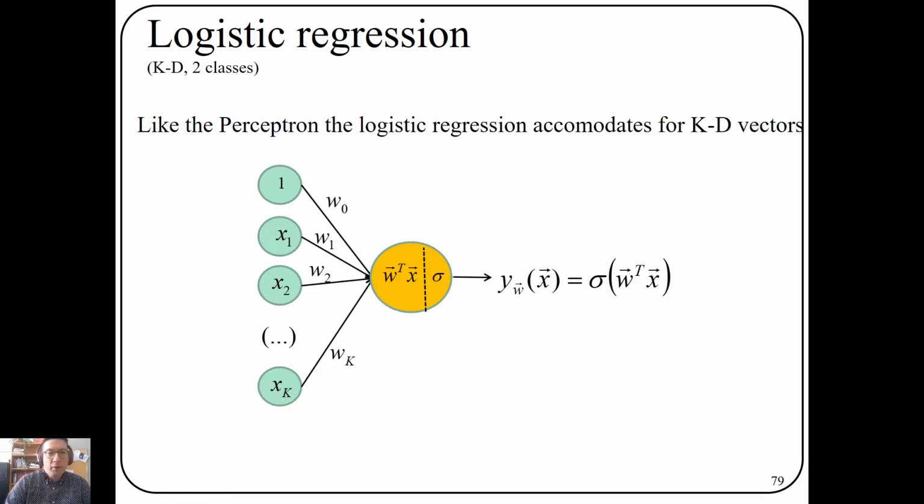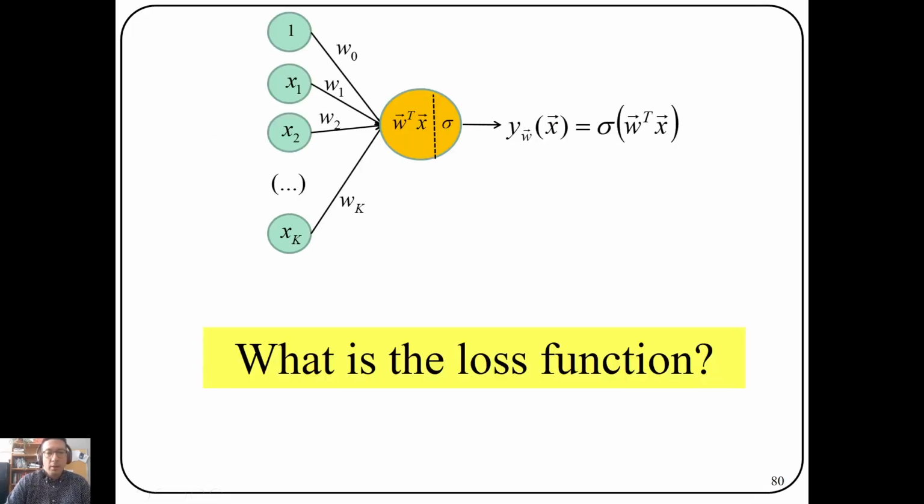Now, like the perceptron, the logistic regression accommodates as many input features as needed. So here we have k input features plus 1 for the bias. And with this machine, we may ask ourselves, what is the loss function? Well, the loss function is necessarily different than the perceptron criterion, because this is not the same equation as for the perceptron.